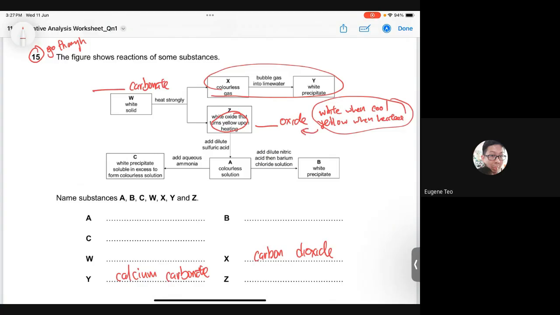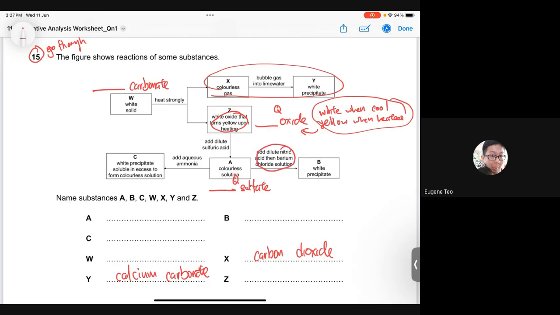Later on we'll decipher what these are. So we're just going to pause it over here. So I know Z is something oxide. I add sulfuric acid. So obviously A must be something sulfate. So let's call this Q oxide, Q sulfate.